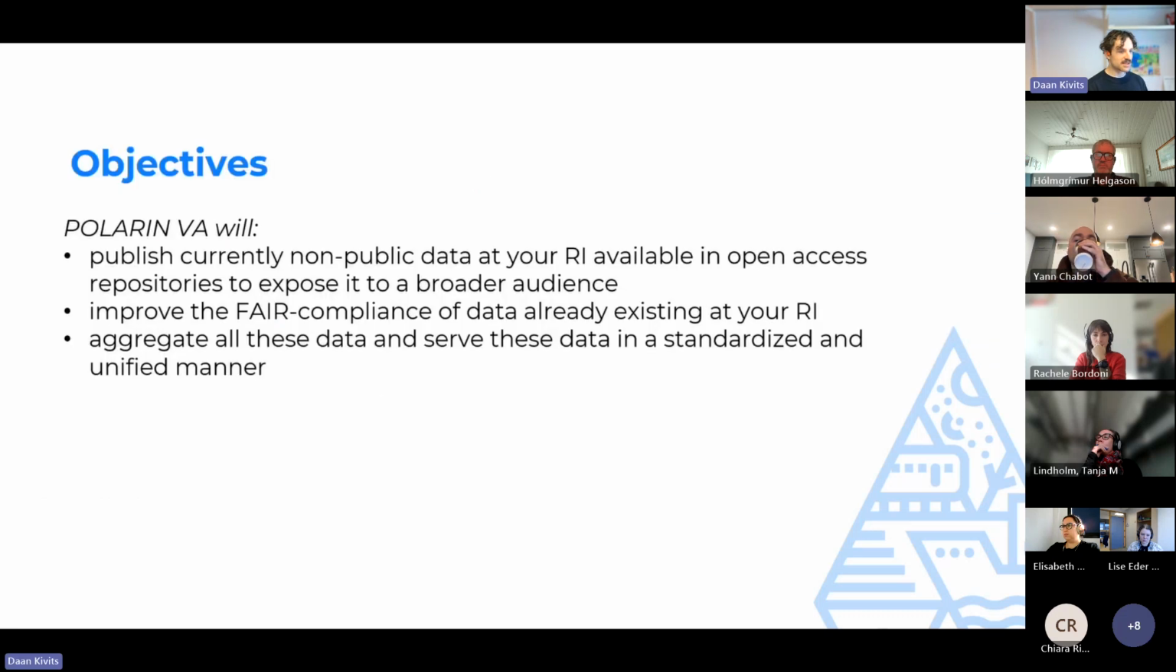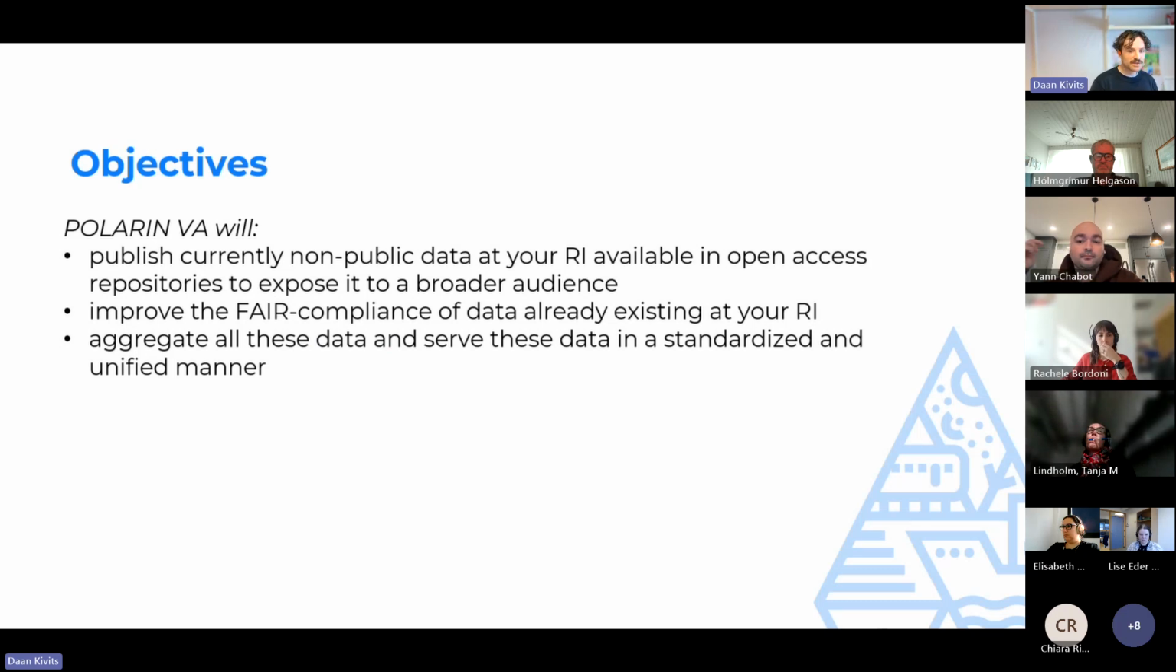And the objectives of virtual access. It's of course important to note why we are doing this. If all goes well and all the objectives are met, then with POLARIN Virtual Access we will publish data sets that are currently not available, to make them available for the wider public. These are data sets that may be lying around at your RI, and we can try to make sure that they are exposed to a broader audience.